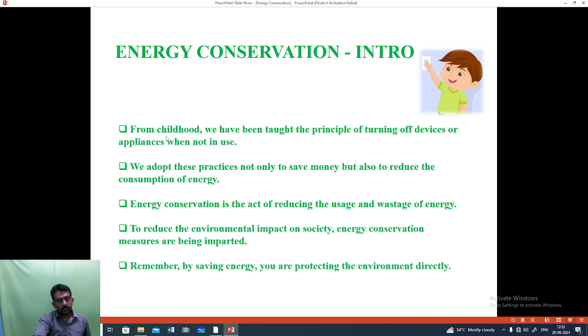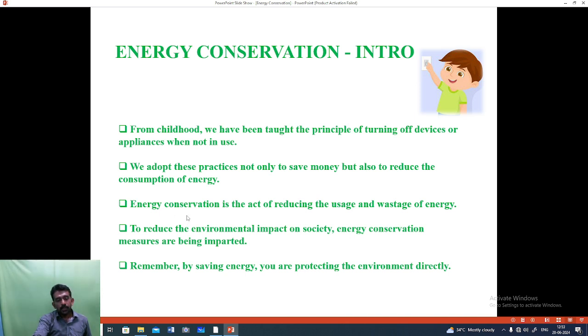Coming to the general aspects, from childhood we have been taught the principle of turning off devices or appliances when not in use. This is one of the important things that we were taught from our childhood, that we have to turn off the devices when there is no usage of them. We adopt these practices not only to save money but also to reduce the consumption of energy.